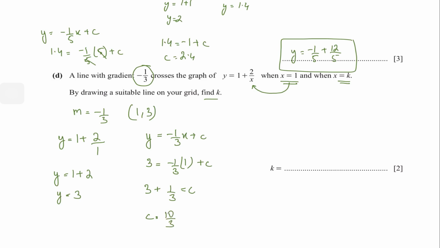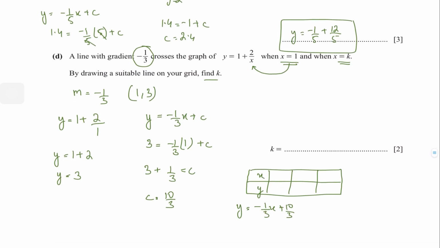Okay, so this is not very useful so far because I need to plot this line, and once I've plotted this line I need to find out what the value of k is. So I'm going to plug in a couple of points. So I'm going to take -1/3 x plus 10/3. I'm not going to plug in 0 because that will just leave me with a decimal. So instead I'm going to plug in 1 in place of x.